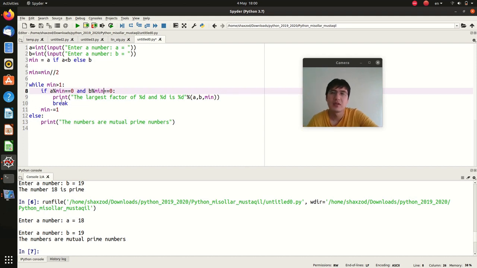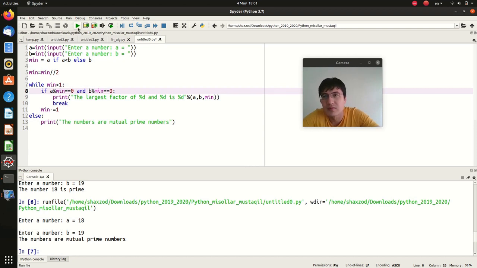If for none of these numbers this statement becomes true, then the else part will work. It means only one can be a common divisor of these numbers. So on the screen you can see two numbers. These numbers are mutual prime numbers. Mutual prime numbers, it means only one can be a common divisor of these numbers.